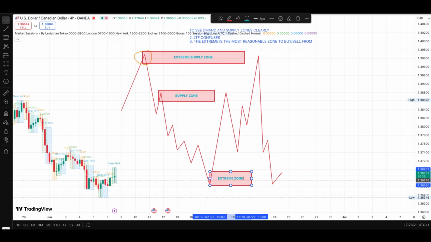Price goes up when demand is greater than supply, that's when we have more buyers. When price comes down, it means supply is greater than demand, that's why we have more sellers. These zones are often created by institutional orders, by the banks, hedge funds, central banks and so on. So we have the extreme zone, which is the extreme demand zone.